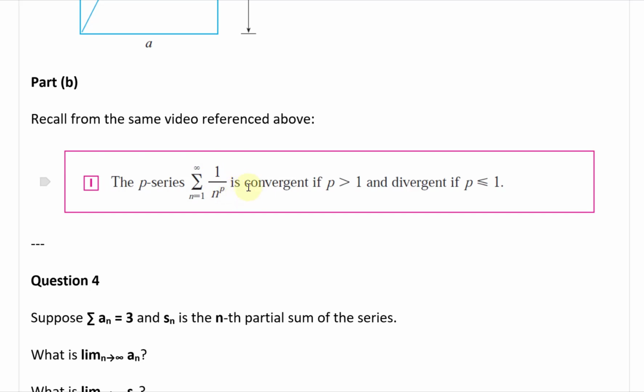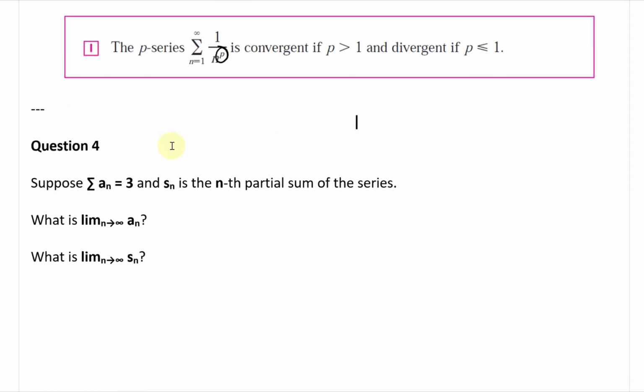And this is convergent if P is greater than 1, and it's divergent if P is less than or equal to 1. So basically, if the power is large, for example 1 over n cubed, greater than 1, then that's convergent. If it's less, for example 1 over n, just the power of 1, that is divergent. That's very, very interesting.